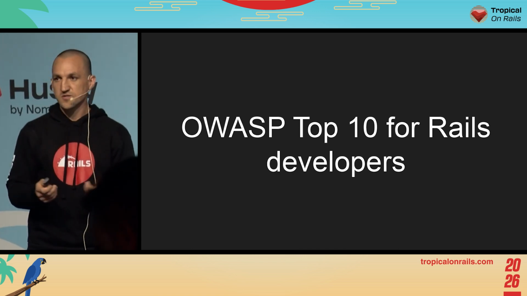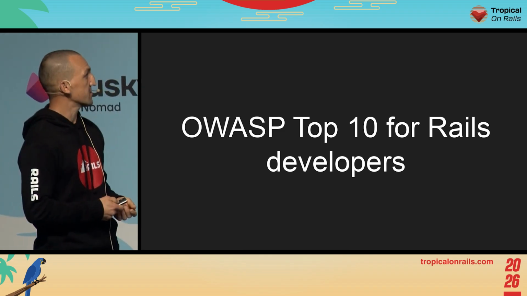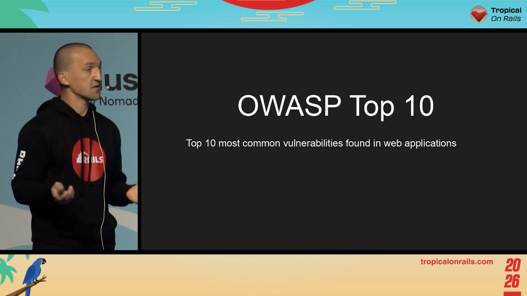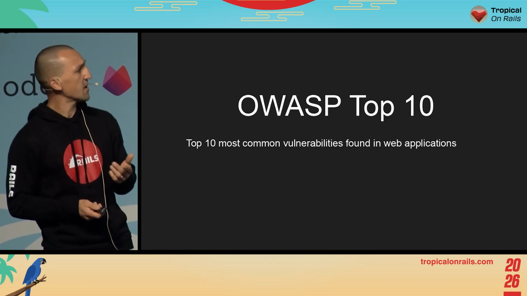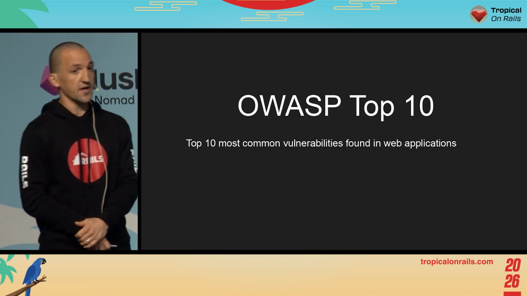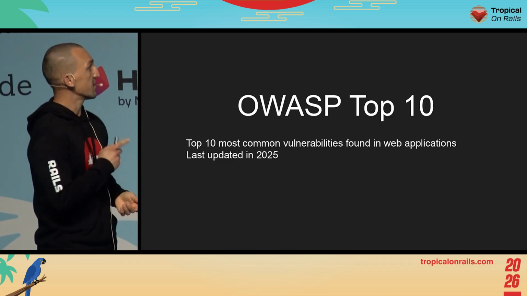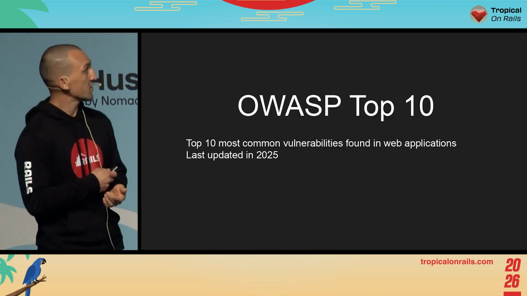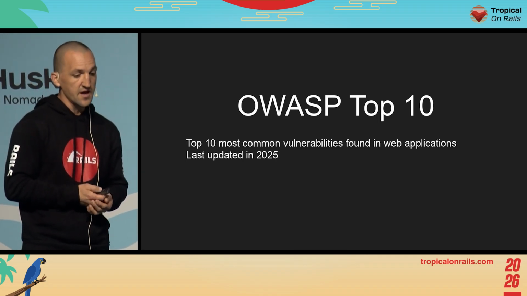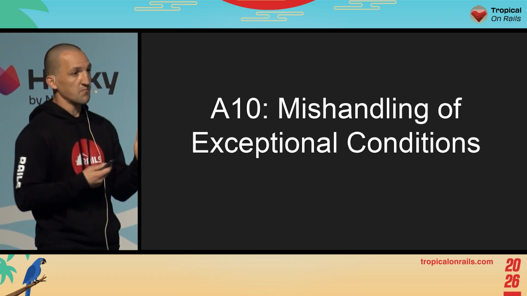I saw some hands, so some of you already know what OWASP is, but let me explain it to the rest of the crowd. It is the top 10 most commonly found vulnerabilities in web applications. They update this list every few years, and it was updated last year. So what I'm going to talk about today is pretty recent. And I'm going to go through the list from bottom to top.